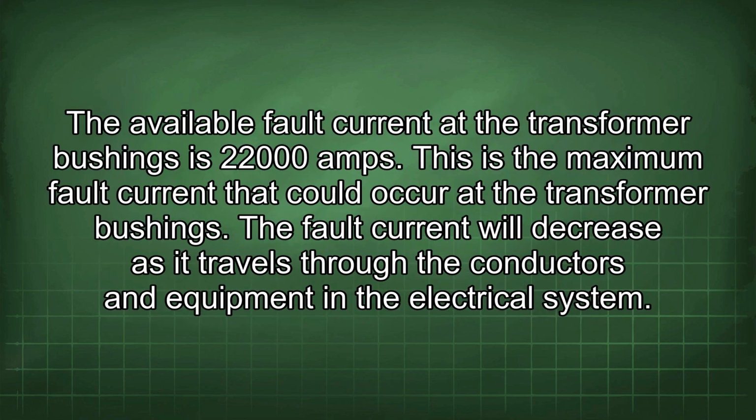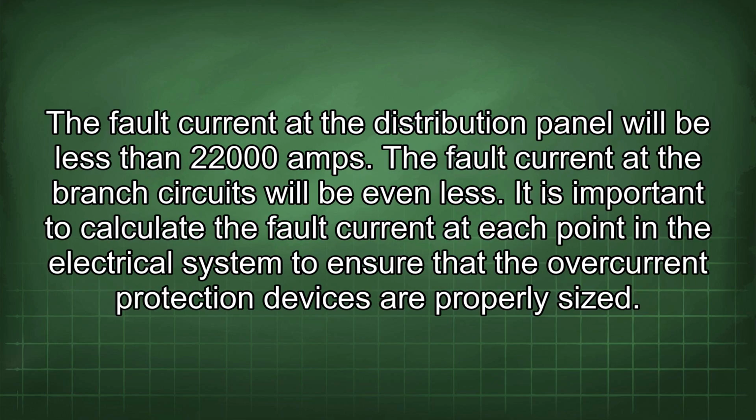The available fault current at the transformer bushings is 22,000 amps. This is the maximum fault current that could occur at the transformer bushings. The fault current will decrease as it travels through the conductors and equipment in the electrical system. The fault current at the distribution panel will be less than 22,000 amps. The fault current at the branch circuits will be even less.